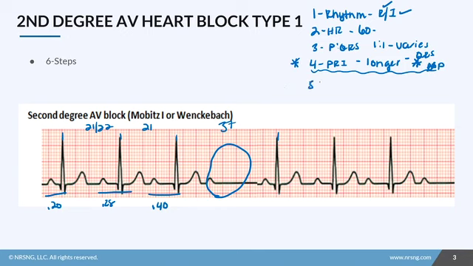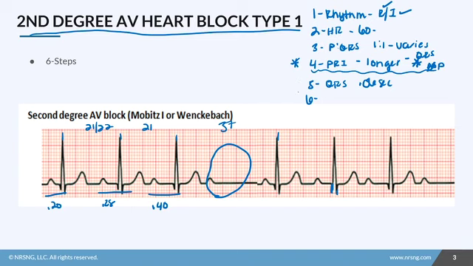And then in step number 5, we got to look at the QRS complex. So let's go ahead and measure. We'll pick this one. So from here to here, we have about 1.5 boxes. So we'll go with 0.6 seconds. And then in step number 6, we identify the rhythm, which we have second-degree AV heart block type 1.